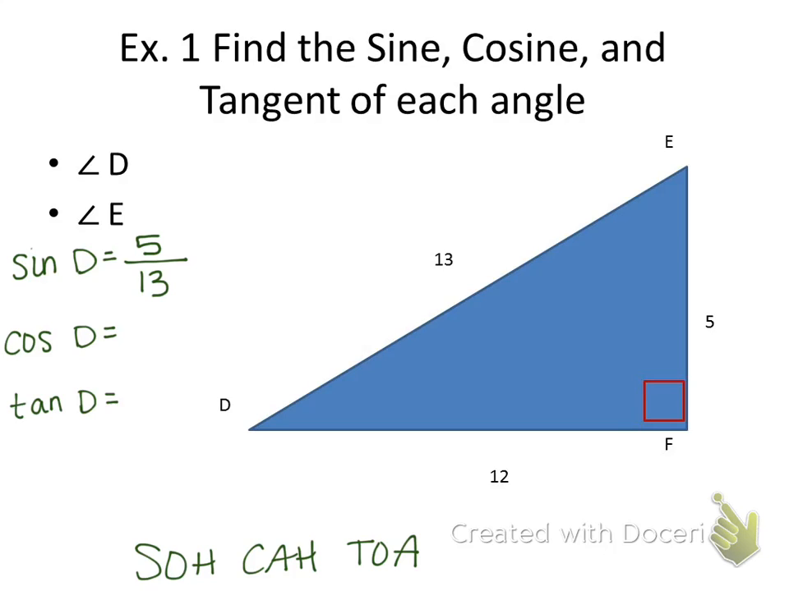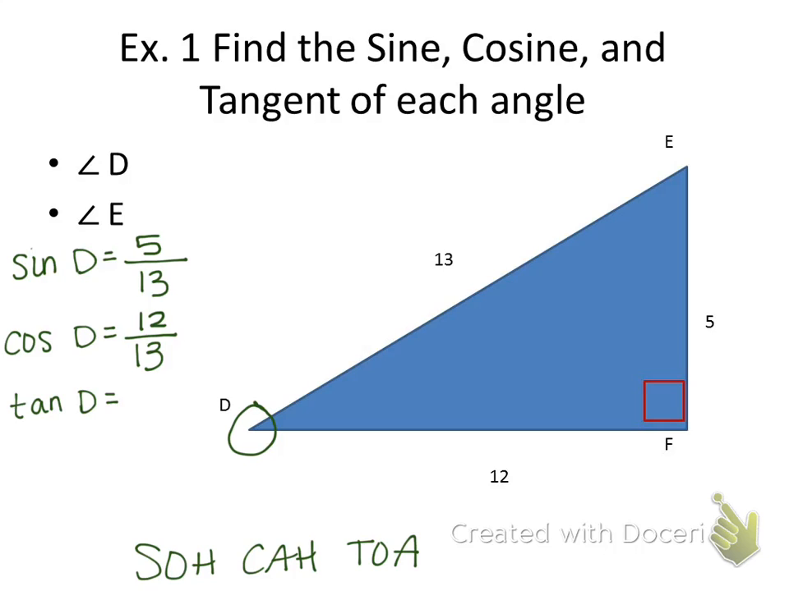Cosine is what? What over what? Adjacent over hypotenuse. Remember, CAH. Okay? So adjacent to angle D is what? 12. Remember, it's not 13 because what is 13? The hypotenuse. Okay? So we know that's going to be 12 over our hypotenuse, which is 13.